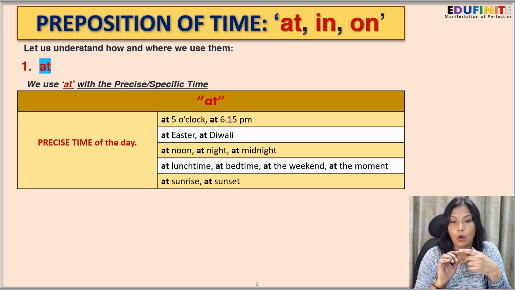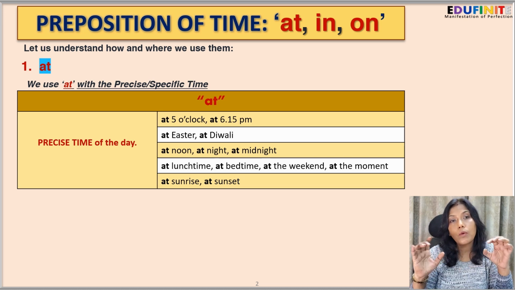So at 5 o'clock, at 6:15 p.m. This is also very precise, exactly evening 6:15. Then again, we use at with the names of holidays without the day, especially festivities. For example, at Easter, at Diwali.